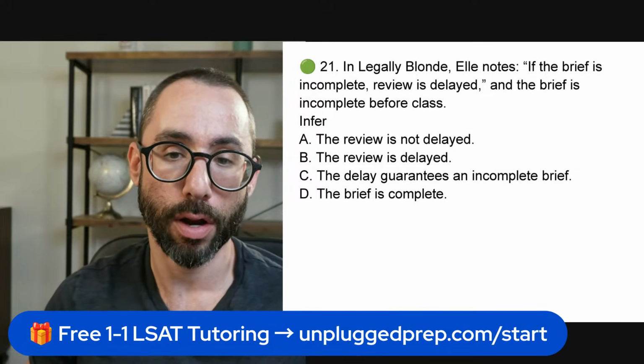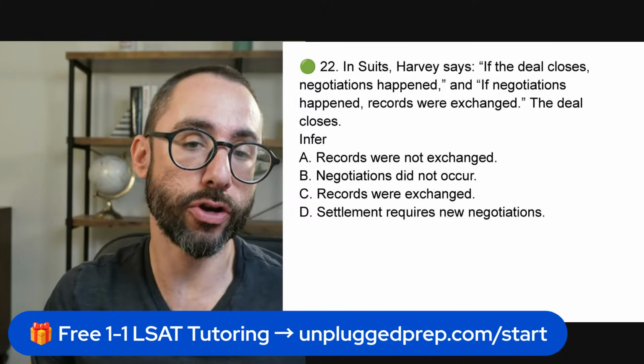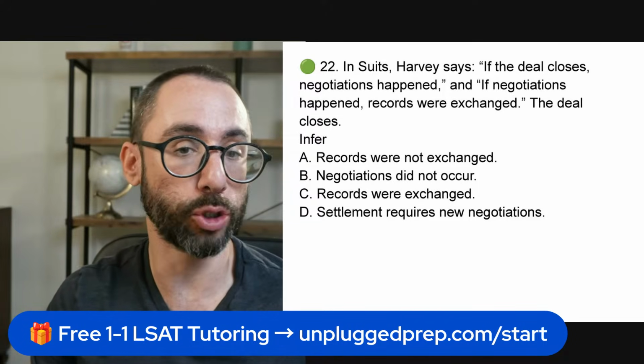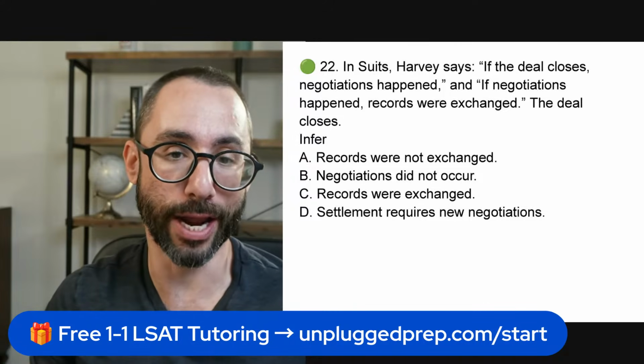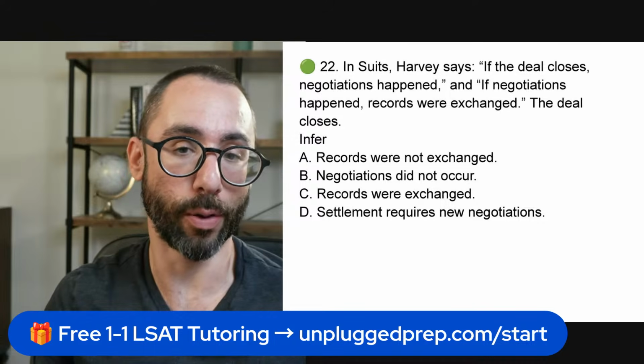Great. Number 22. In Suits, Harvey says, if the deal closes, negotiations happened. And if negotiations happened, records were exchanged. The deal closes. So what can we infer?